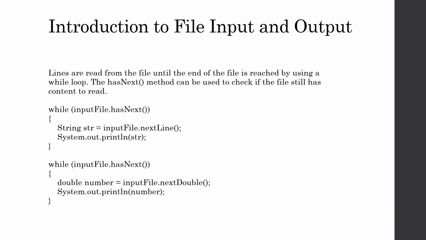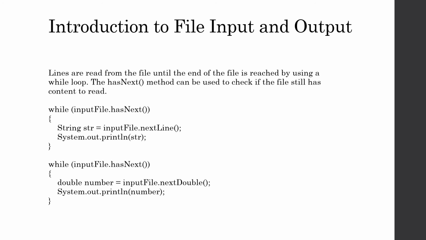So our lines are read from the file until the end of the file is reached. In this particular case, we can do that with a while loop. The hasNext method can be used to check if the file still has content to read. Essentially hasNext just says if there's something still inside of the file, then we'll keep doing this.